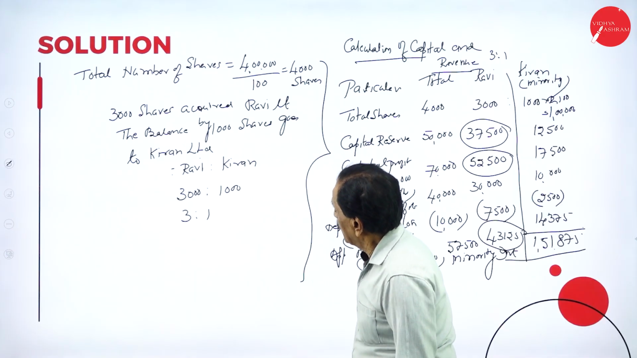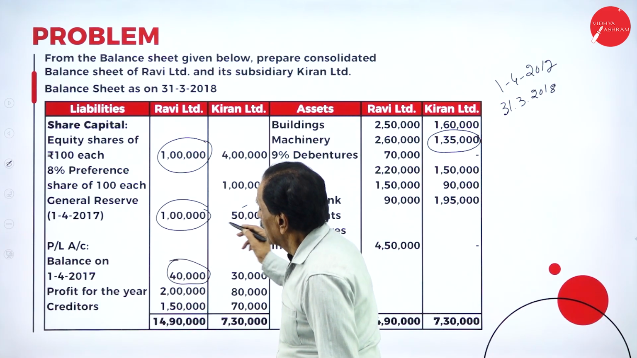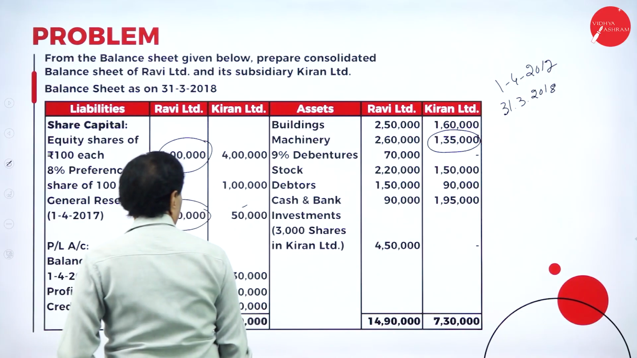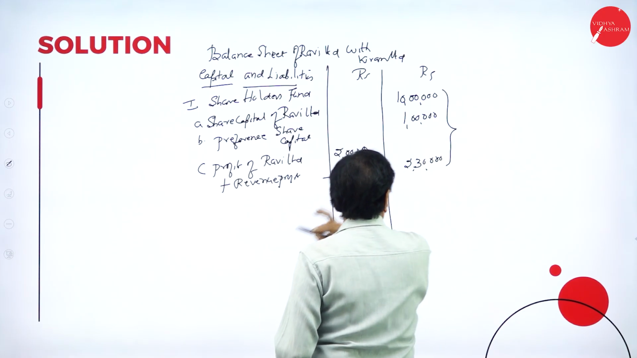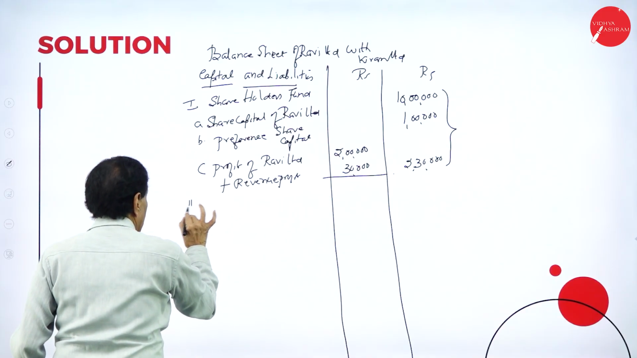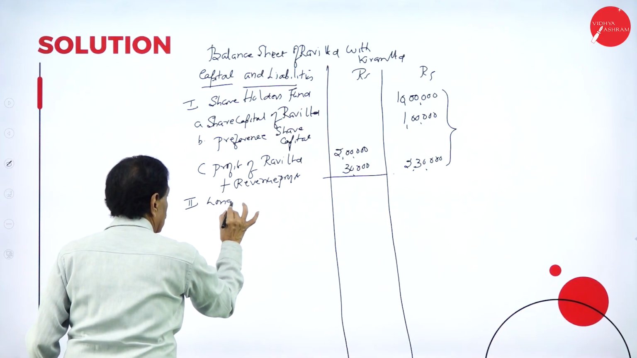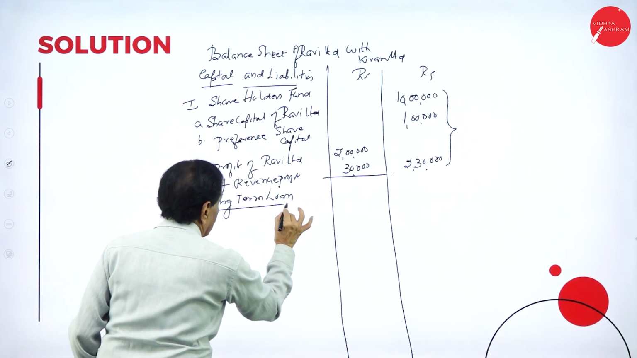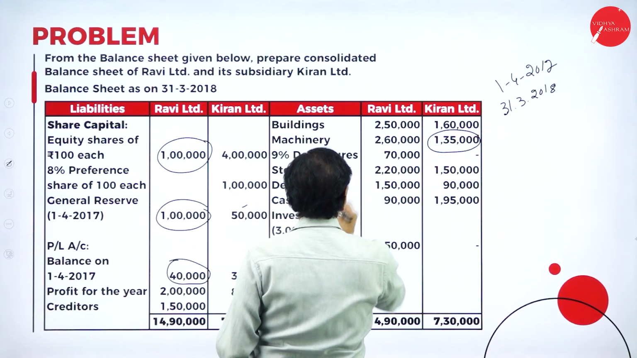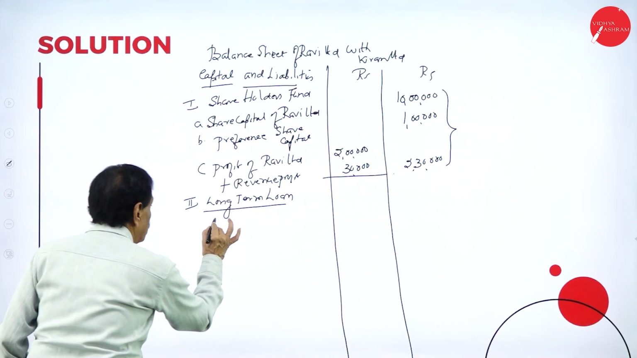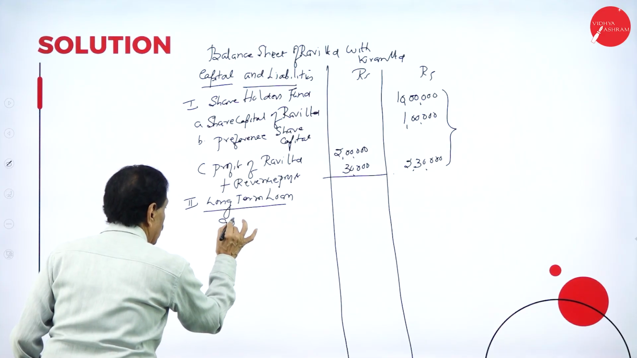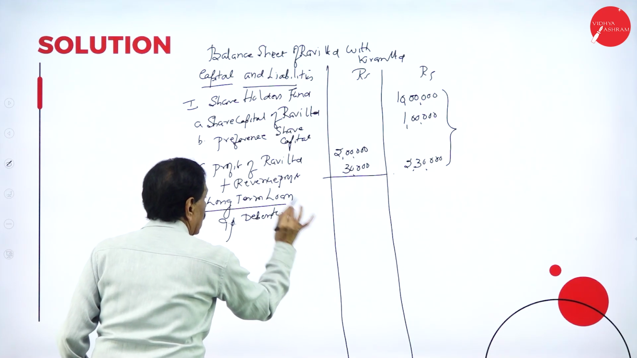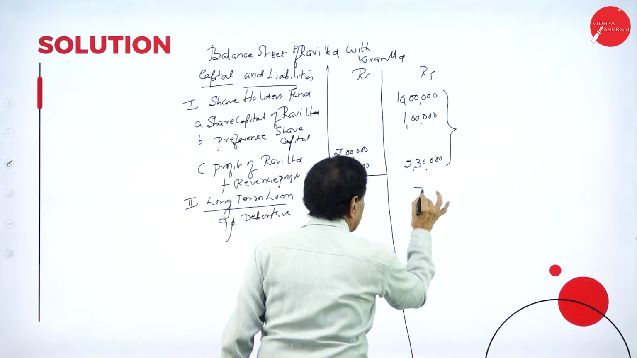Then regarding the reserve, only capital reserve is there, no revenue reserve. Then this goes to one side. Then number 2, long-term loan. Your debenture is here, no? It will come on the liability side. 9% debenture, 70,000.